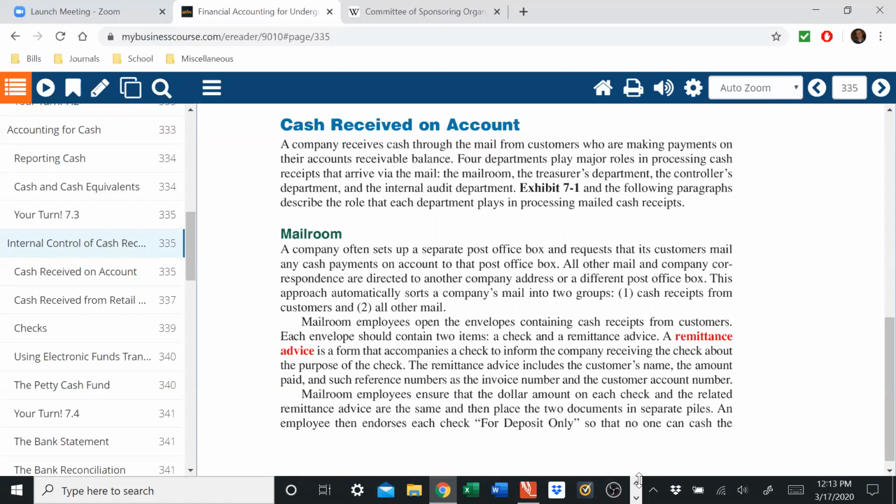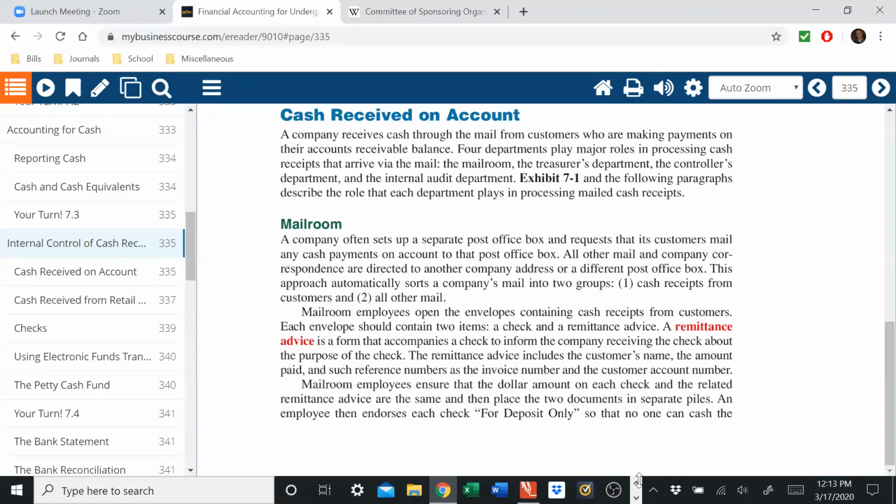All right, so what do the mailroom employees do? Obviously, they open the envelopes that contain the cash or the checks. Cash means currency, coins, or checks. So the word cash means that. They open the envelopes that contain the cash.